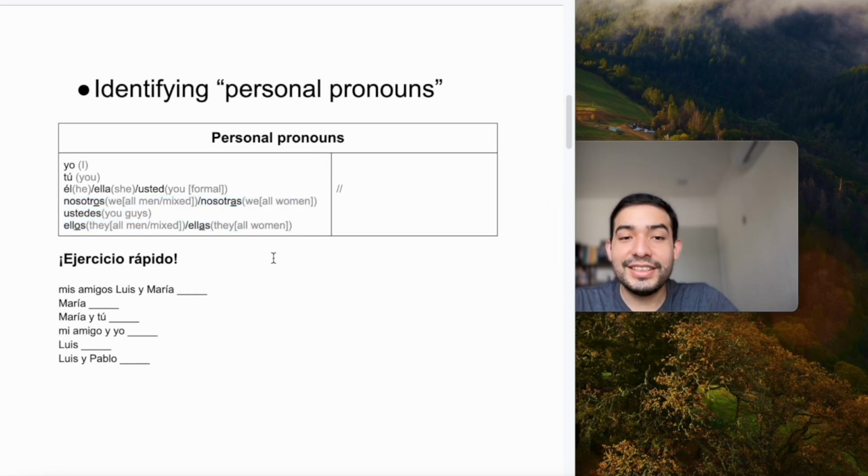Now, ejercicio rápido, an exercise. Which personal pronoun would you use to replace this? The first one, mis amigos Luis y María. Mis means my. So my friends Luis y María. The answer should be ellos.